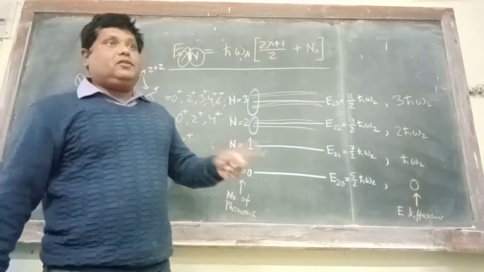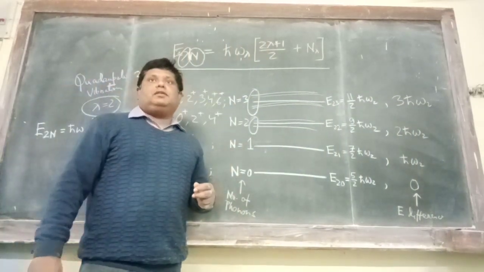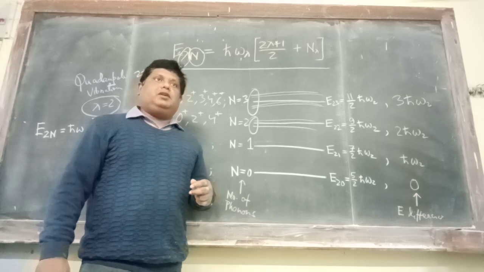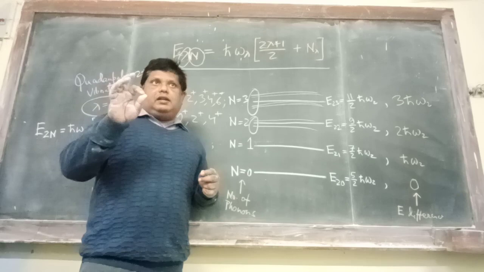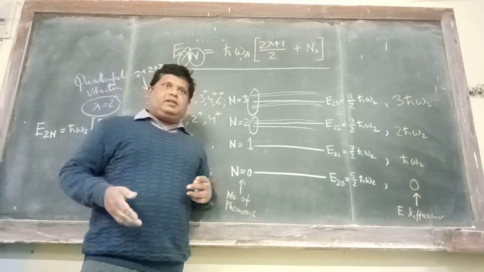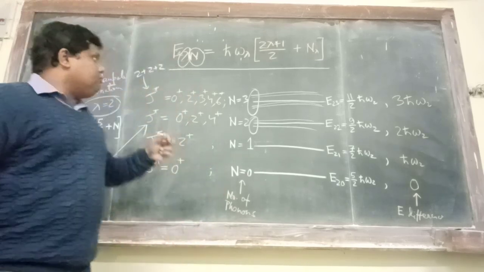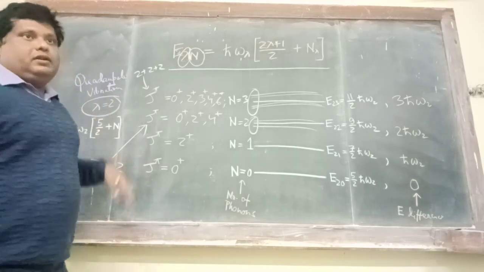Can you work out the case for octupole phonons? Okay, you have done this, I think, in homework. You have tried for octupole phonons. It will be just 3, ω_3. Do this.